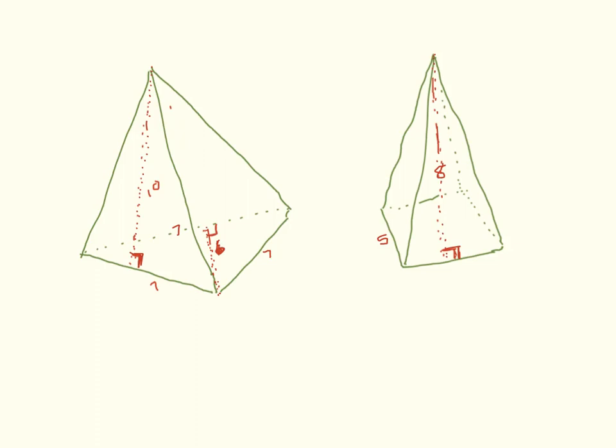There are 4 identical triangles and 1 square base. So you're going to write out a formula for that and then solve and find the surface area of this figure. And that's it.